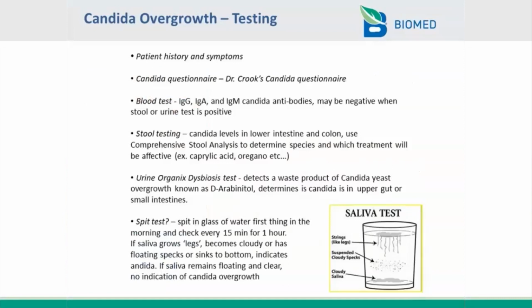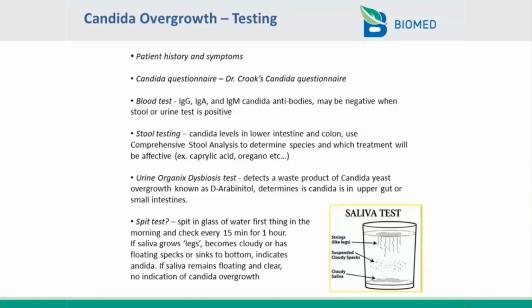The types of testing, there's a lot of different testing out there. Patient history and symptoms are one quick and easy way to be working with people. There's a Candida questionnaire. There's lots of different ones. Dr. Crook's Candida questionnaire is the one that Dr. George Giorgio, who's a naturopath and biological medicine practitioner, recommends. So we can get a copy and send that to you in the follow-up email. You can do blood tests for Candida antibodies. However, they may or may not be positive or negative.